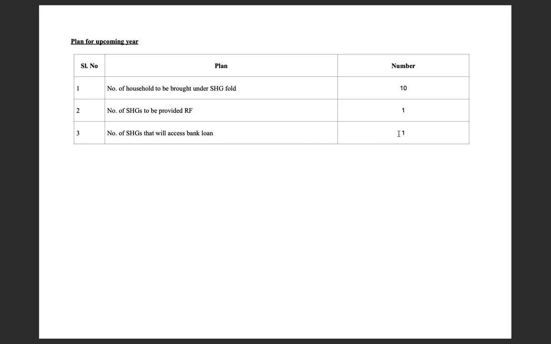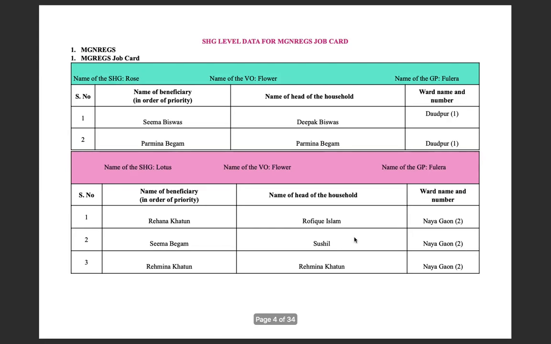What we have to remember is that it is a hypothetical situation, and when a facilitator is going to fill these formats, all these columns will remain blank and it has to be filled according to the data of the respective VO where they are filling it.